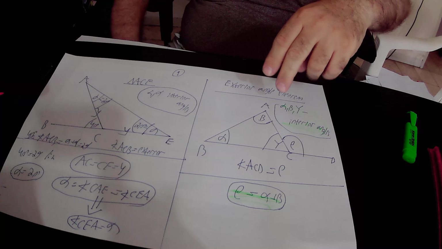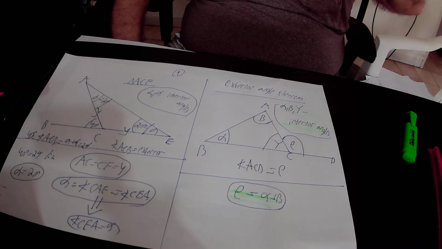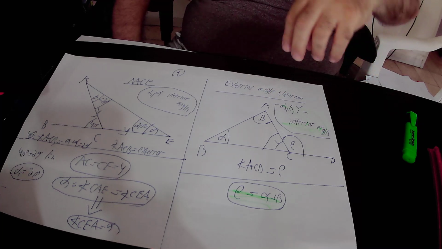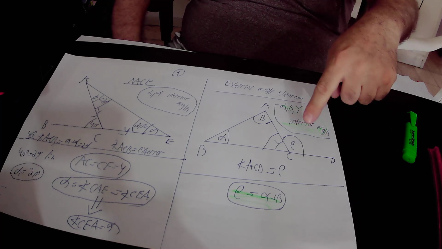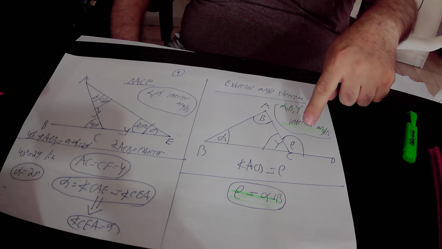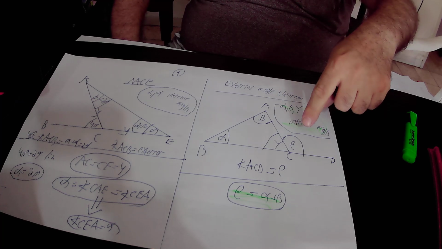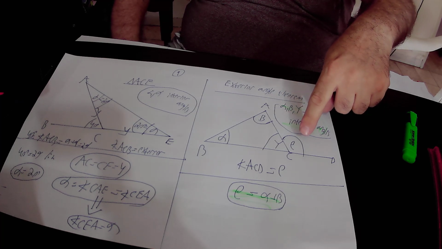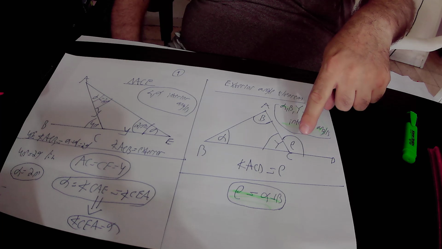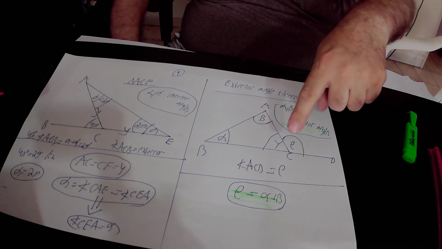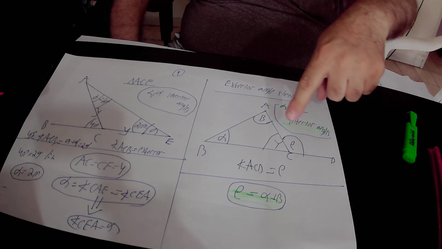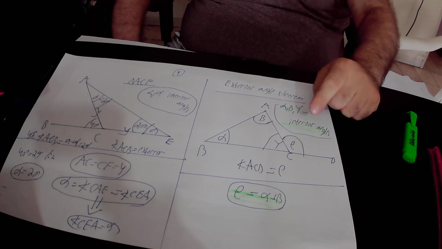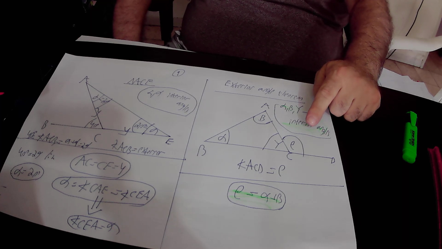So those three angles, alpha, beta, and gamma, are defined as interior angles because they are located inside triangle ABC. While this angle ACD is defined as an exterior angle because it is outside triangle ABC. So this angle ACD that is equal to E according to our definition is defined as an exterior angle of triangle ABC. What is the size of the exterior angle E?